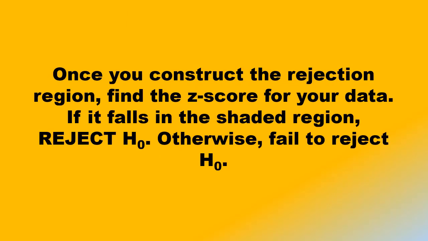So once you've got our rejection regions, that's the shaded area. The shaded area is the rejection region. You're going to find the z-score for your data, and then look at where it falls on the distribution. If it falls in the shaded region, then you're going to reject H0. If it falls outside of the shaded region, you're going to fail to reject H0.